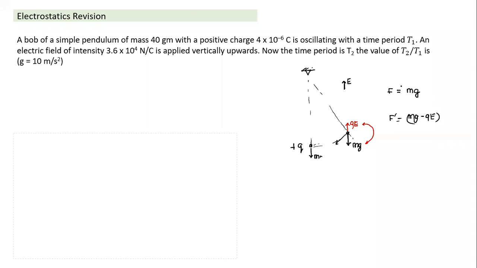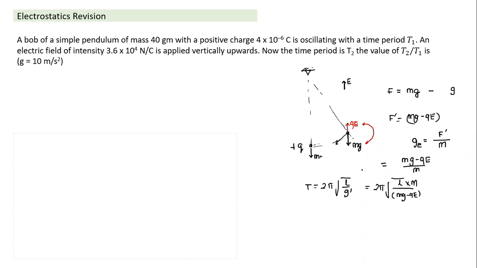Earlier, I used to take the corresponding value of g. So what is g effective whenever such a constant force acts? I can take g effective as the net force which is acting divided by mass. So what would be g effective in this case? G effective becomes equal to (mg minus QE) by m. So what will be the time period? Time period is 2 pi root L by g dash, so time period is 2 pi root of L divided by (mg minus QE) by m. Okay, so that's the change that will happen here.